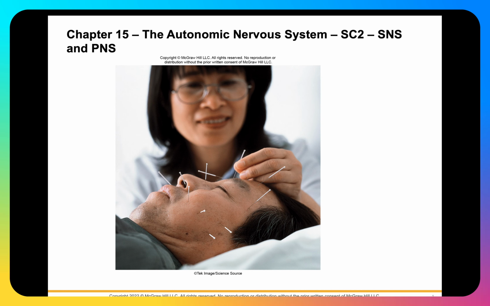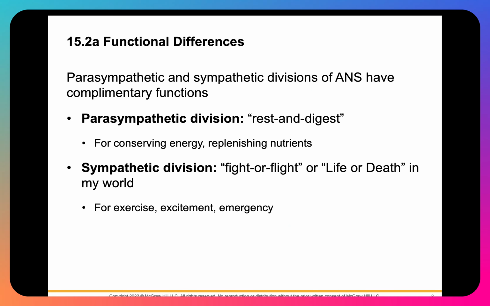The autonomic nervous system, screencast 2. This screencast will introduce the branches of the autonomic nervous system, which are the sympathetic nervous system and the parasympathetic nervous system.